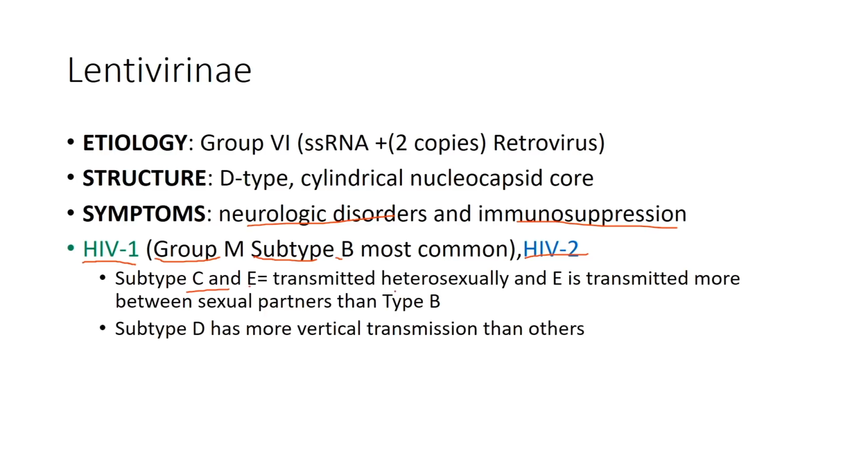These are transmitted heterosexually, and E is transmitted more between sexual partners than B, which is the most common around the world. Subtype D is another one that is more associated with vertical transmission than most of the other subtypes. And so that's kind of for more specific questions. Someone comes in with HIV, they have subtype D, this is most likely how. They're probably talking about an infant that has vertical transmission. Or if it's C and E, it's maybe something like heterosexual or sexual partner transmission.